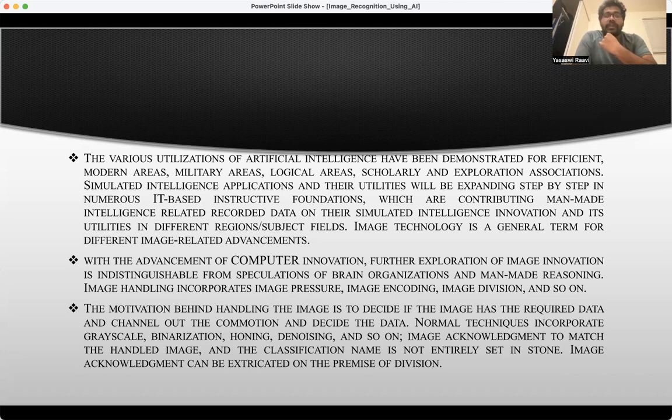The motivation behind processing the image is to determine if the image has the required data, filter out the noise, and decide the data. Normal techniques include grayscale, binarization, sharpening, denoising, and so on. Image recognition matches the processed image, and the classification name is then determined. Image recognition can be extracted on the basis of segmentation. On the coming slide, my teammate Madhu will explain.